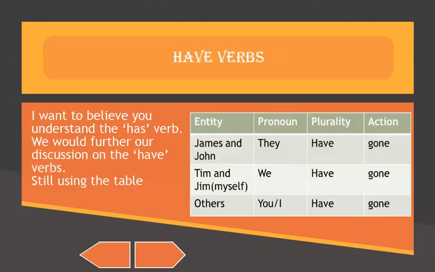Have verb. I want to believe you understand the has verb. We would further our discussion on the have verbs, still using the table. James and John. They have gone. Tim and Jim, myself, we have gone. Others. You or I have gone.